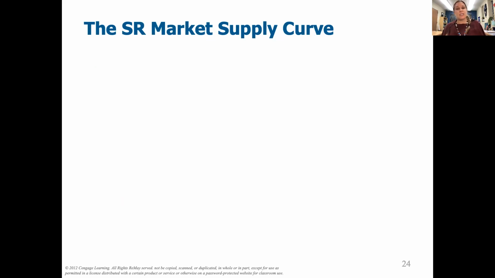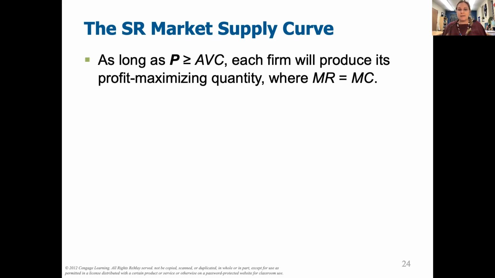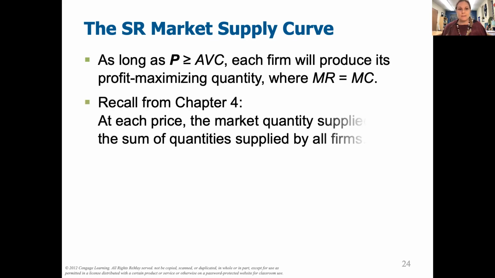All right, so we've already looked at this in the last set of slides, but let's review. The short run market supply curve tells us that in the short run, as long as you can cover your variable costs, meaning the sales price is above average variable cost, then each firm should produce its profit maximizing quantity where marginal revenue equals marginal costs.